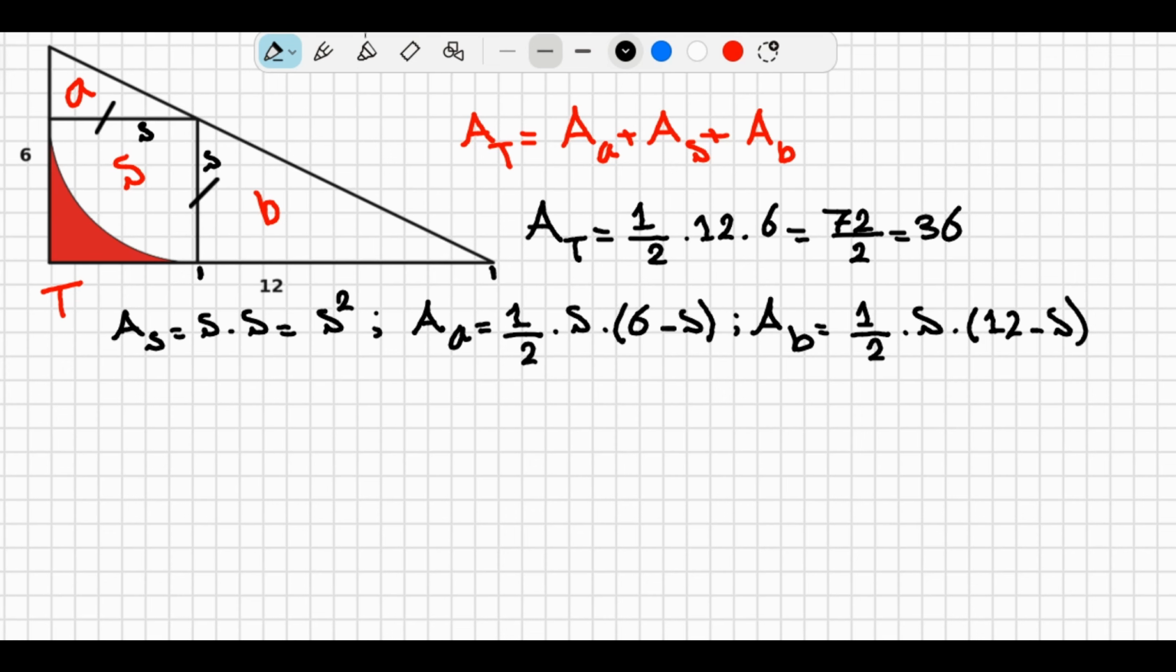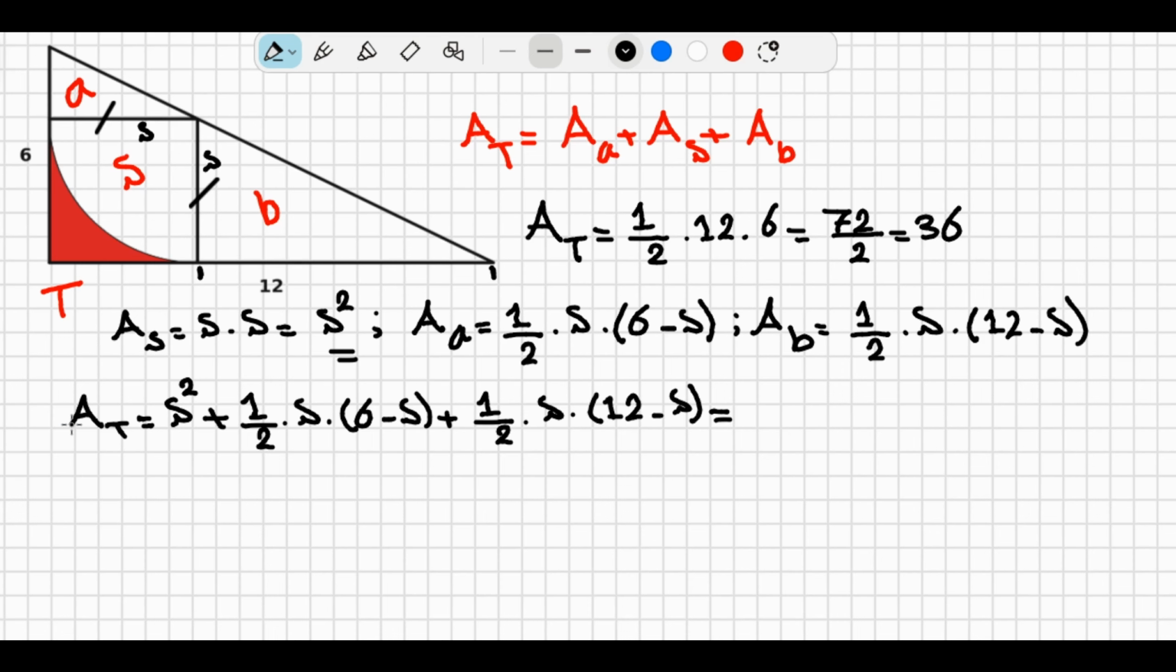Now let's put everything together. We got the area of the big triangle equals, as you can see, the area of the square, that is S squared, plus the area of this little triangle up here, that is 1/2 times S times 6 minus S, plus the area of this lower triangle down here, 1/2 times S times 12 minus S, equals 36, that we calculated here.